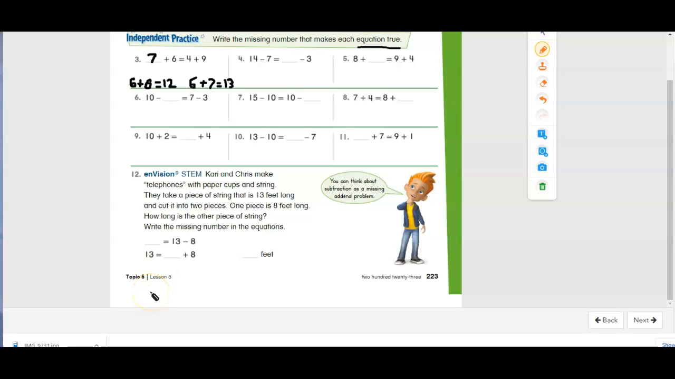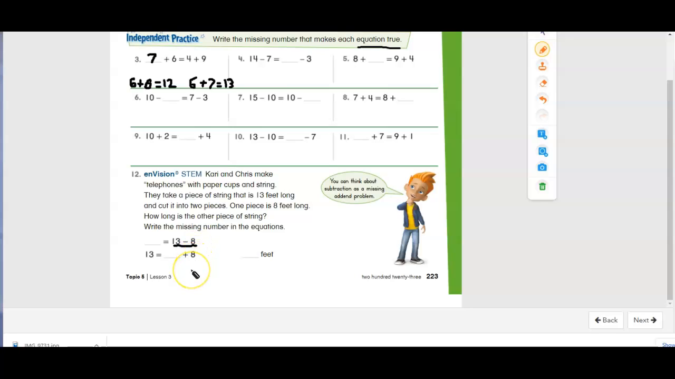Think about a fact family. A fact family has the same 3 numbers in a set of equations. If both of these equations have 13 and the number 8, then that means the missing number in the blank will be the same for both equations. So first you need to solve 13 minus 8.